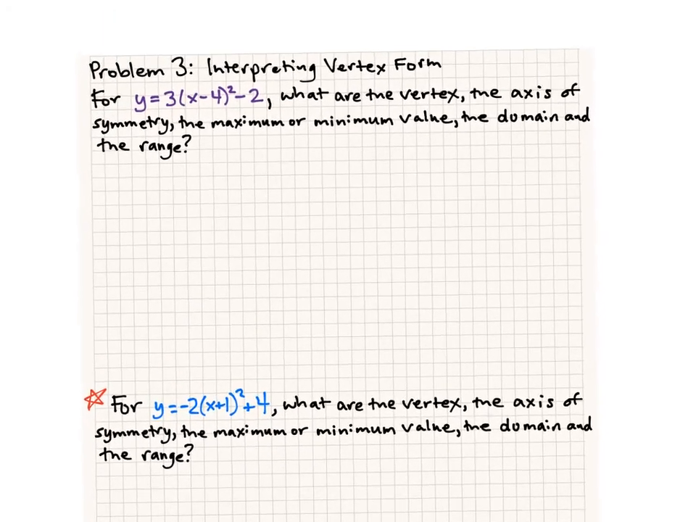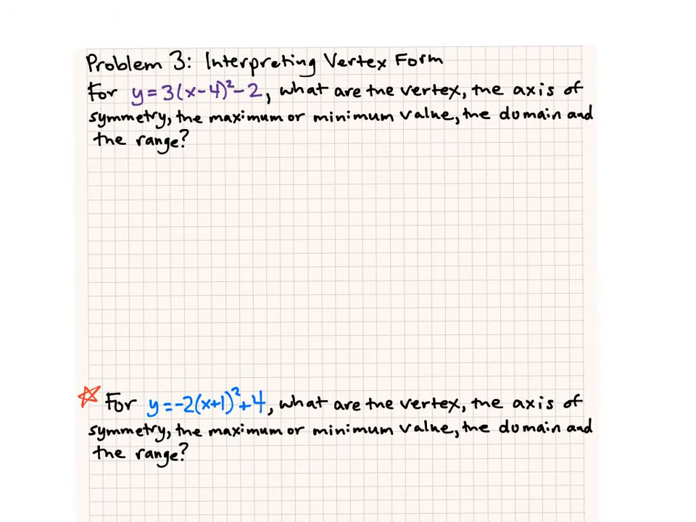So if we're interpreting vertex form, here is an example. What are the vertex, axis of symmetry, maximum, minimum value, and the domain and range? So pay attention closely to this. This is definitely on the test. I think there's at least 2 of these on here, and it comes up a lot. And my students in the past have really struggled with this. So do this really slow and take your time to understand this, and it will really help you on your test.